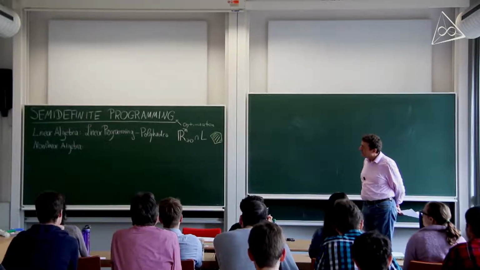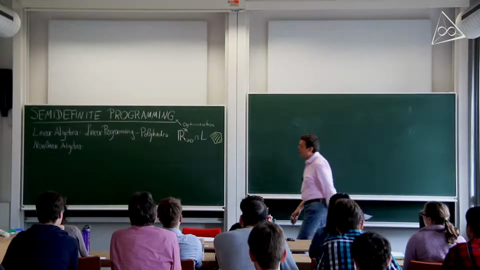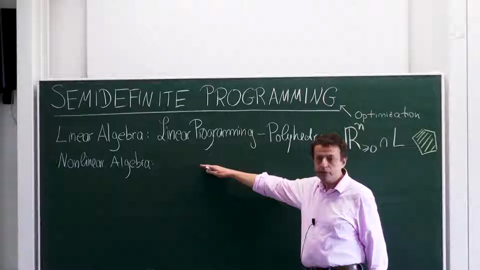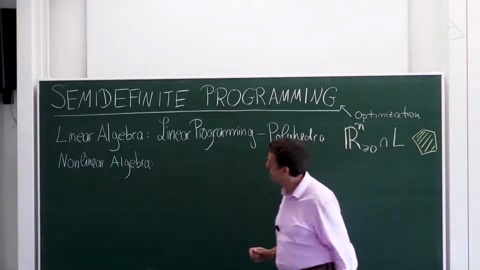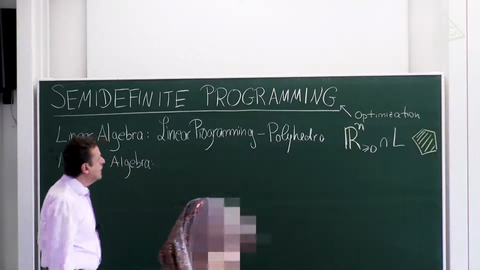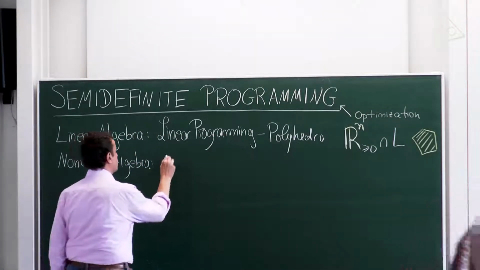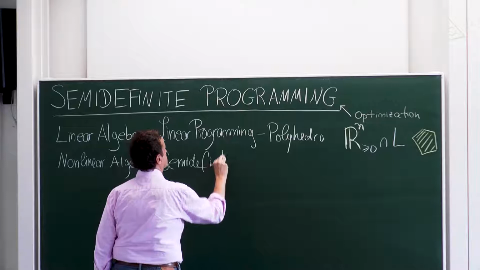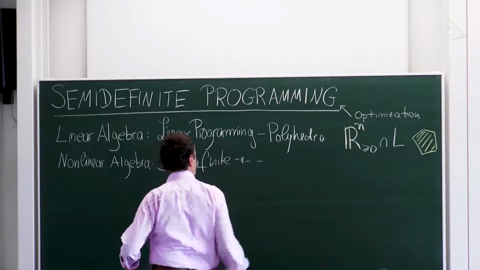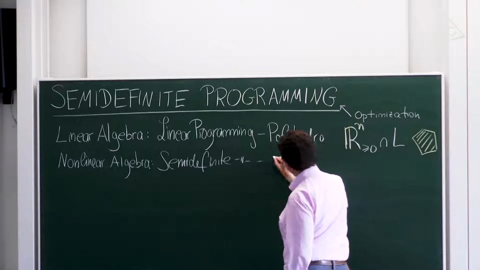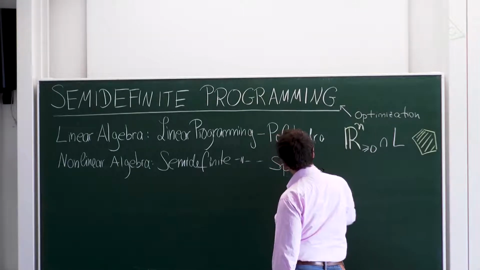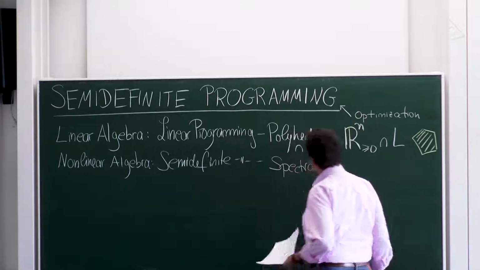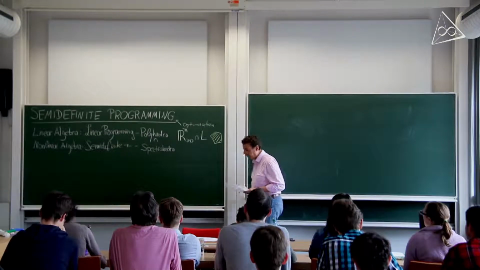So the question is, what should this be in the nonlinear context? Of course, we could write here nonlinear programming and nonlinear optimization, but we're going to give this more specificity today by taking a particular class of nonlinear convex optimization problems, namely semi-definite programming. So this is a fairly natural thing to put here. The role of polyhedra is played by spectrahedra. And spectrahedra are strict generalizations of polyhedra.